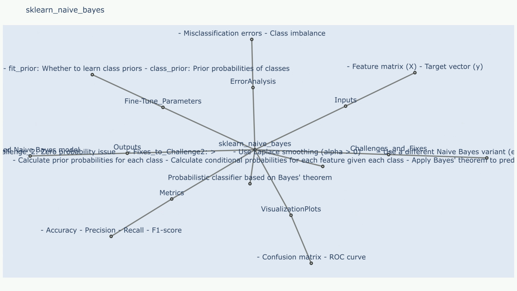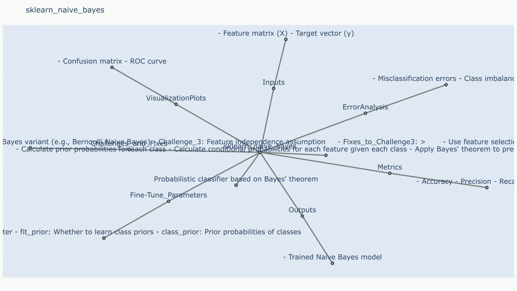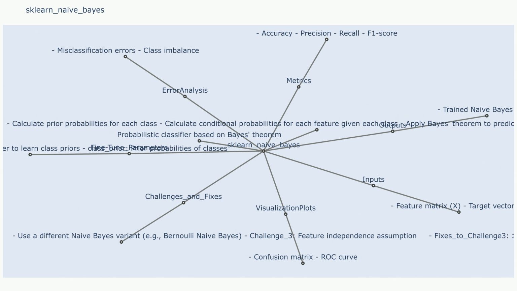Steps: Training: the algorithm learns the probability distribution of each feature for each class label. In the training data, this involves calculating the prior probabilities of each class and the conditional probabilities of each feature given each class. Prediction: given a new data point, the algorithm calculates the probability of each class label given the feature values of the data point. The class label with the highest probability is predicted as the class label for the new data point.